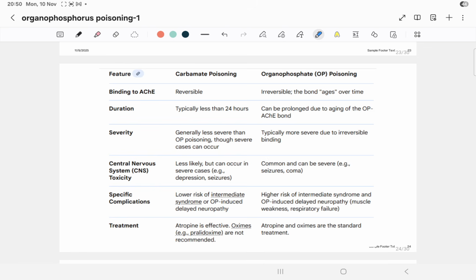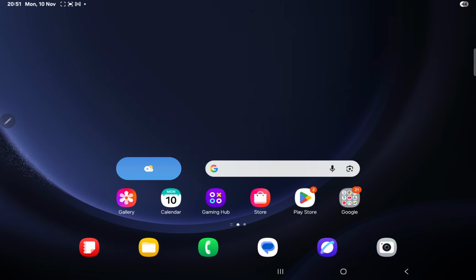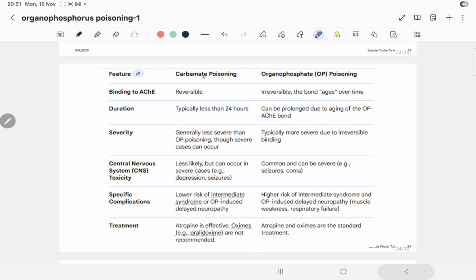In organophosphates, the bond is irreversible. Remember that phosphate bond between the phosphate group of organophosphates and serine residues of acetylcholinesterase? That bond is irreversible in organophosphate poisoning, and the bond ages over time. But in carbamate poisoning, this bond is reversible. So it is a milder form of poisoning. This carbamate poisoning is milder than organophosphate poisoning. Okay.